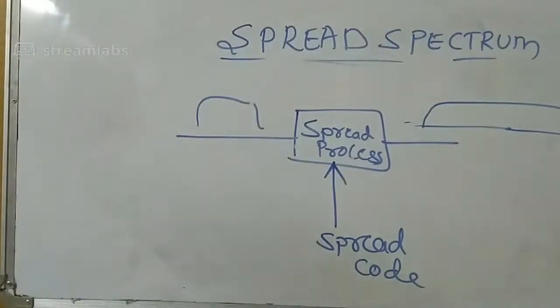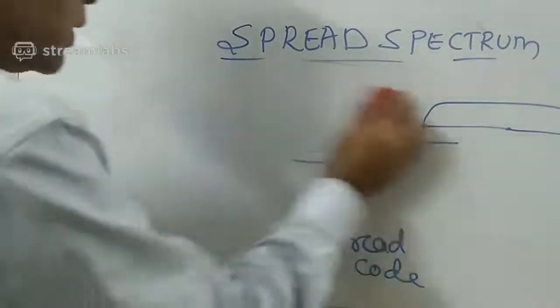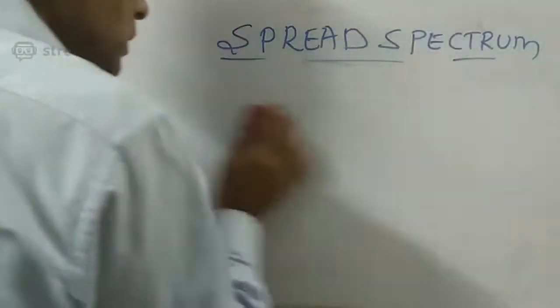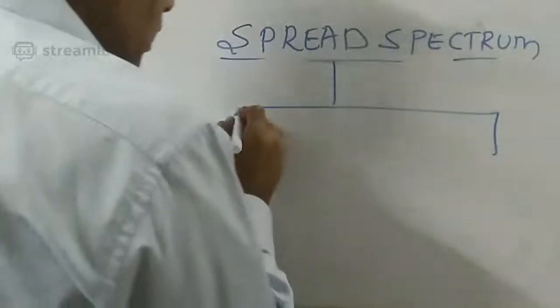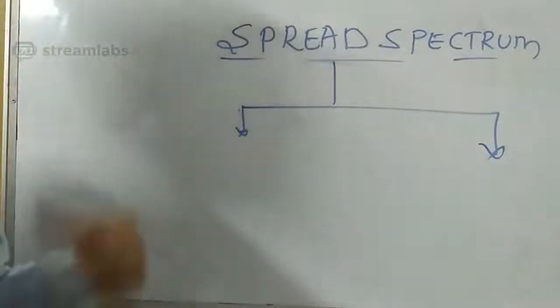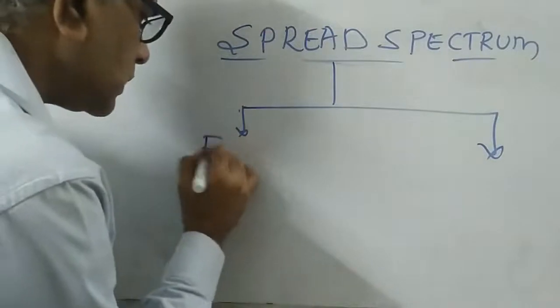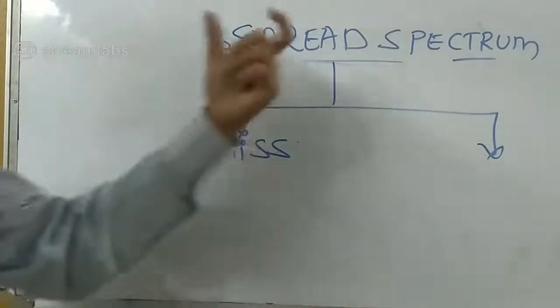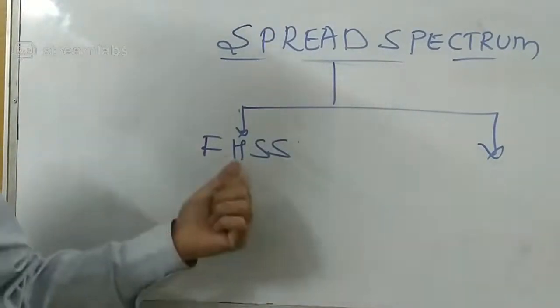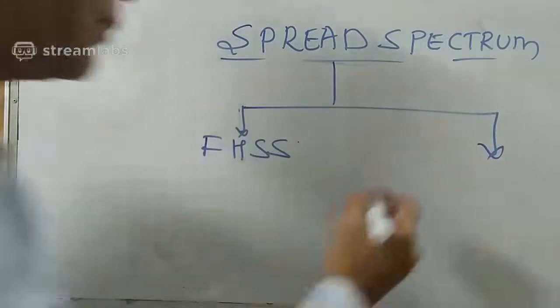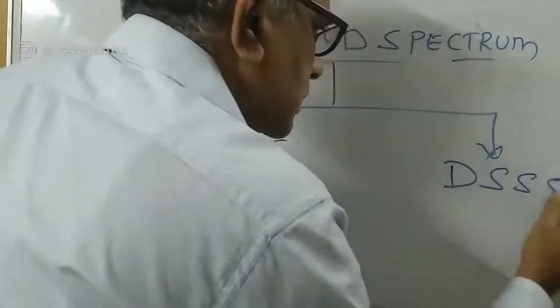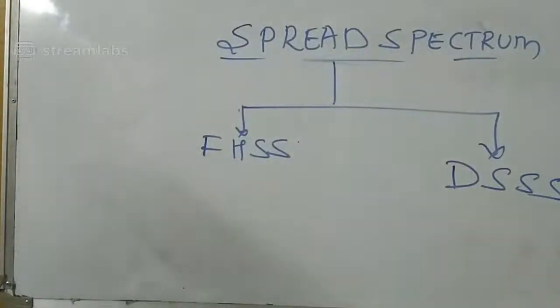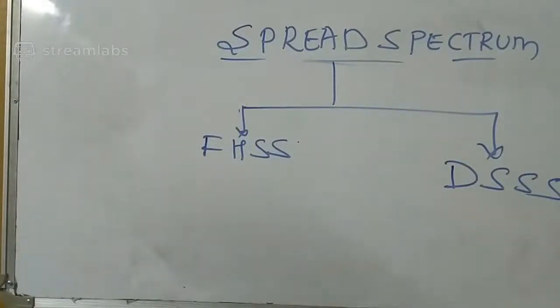Now what exactly do we do over here? Before discussing how exactly this is done, first I'll list out the different techniques that are used in spread spectrum. We have two methods. One is an analog one, which we call frequency hopping spread spectrum, FHSS. Frequency hopping, you know it, spread spectrum. And the second one is DSSS, direct sequence spread spectrum.